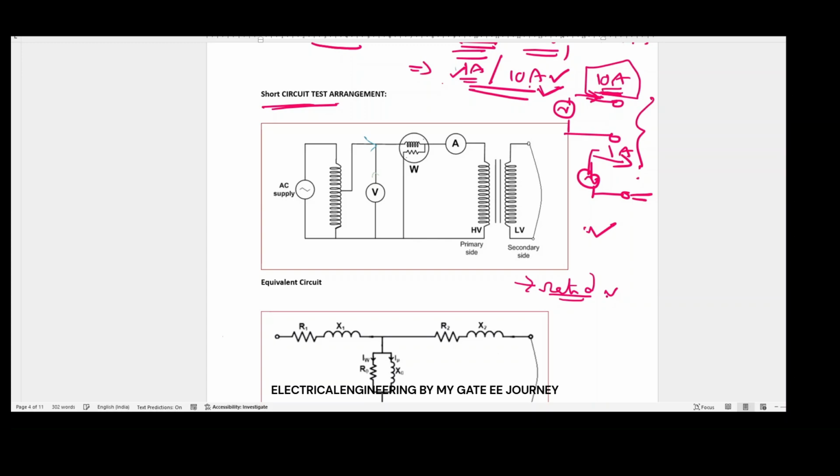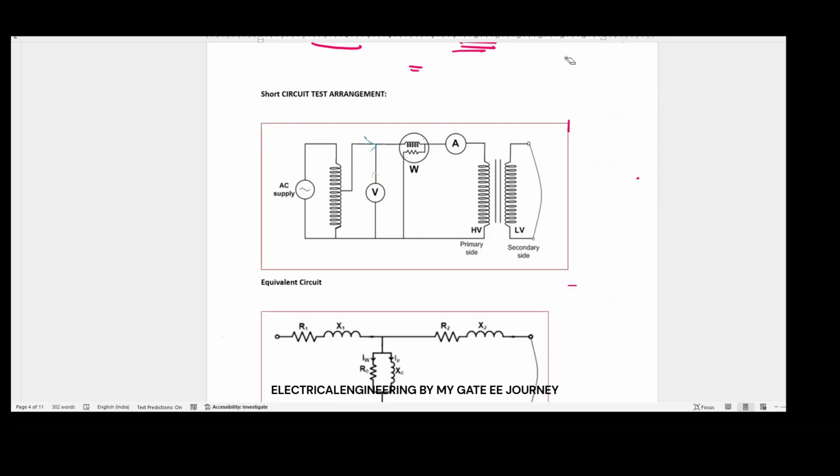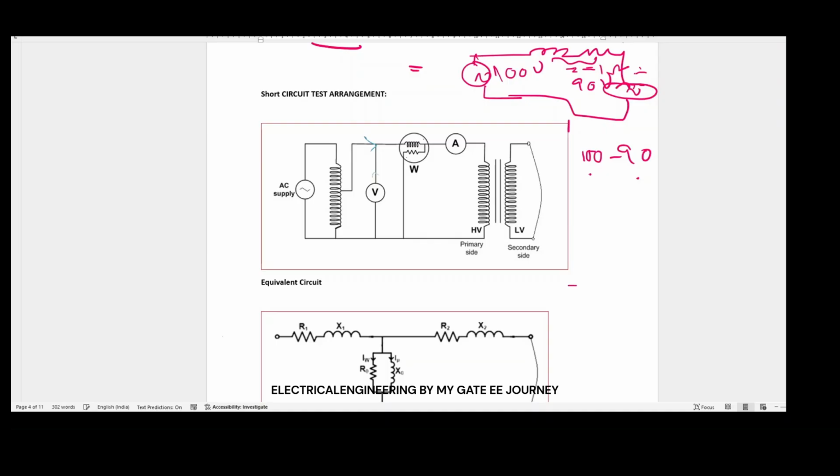Let us see how it happens. Listen carefully here. Let us take one transformer like this. It is 100 volts through some impedance. It is supplying a load at 90 volts. This Z is 1 ohm. Here the rated current is (100 minus 90) by Z, nothing but 10 amps.